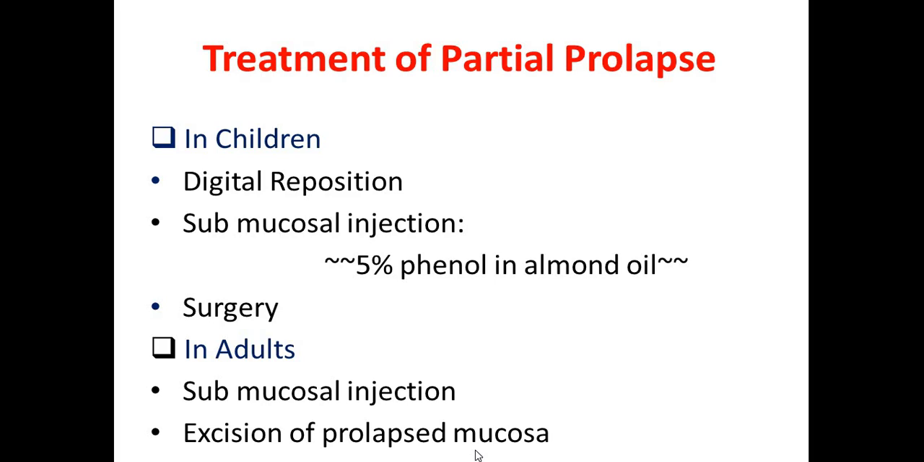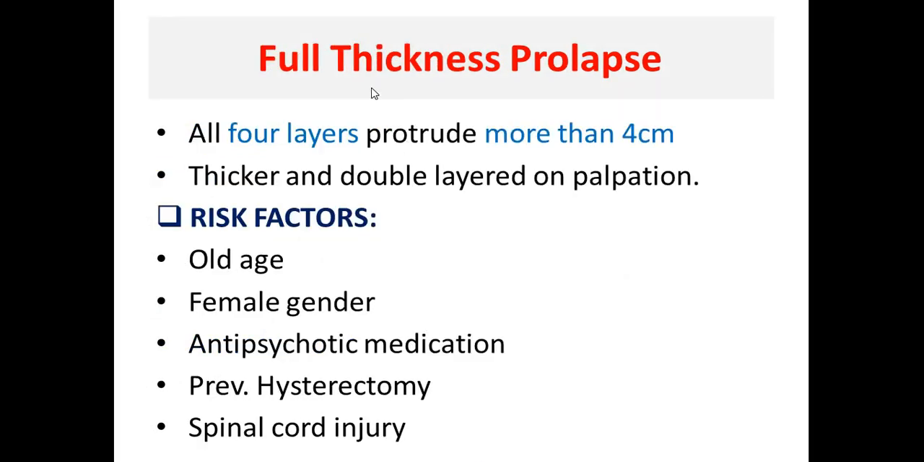Full thickness prolapse. In full thickness prolapse, all the four layers of the rectum protrude through the anus more than 4 centimeter. It can be as much as 10 to 15 centimeter. On palpation, they are thicker than the partial prolapse and double layered.